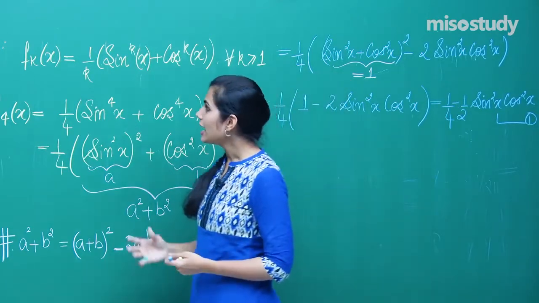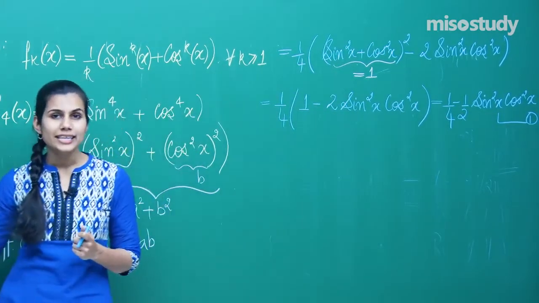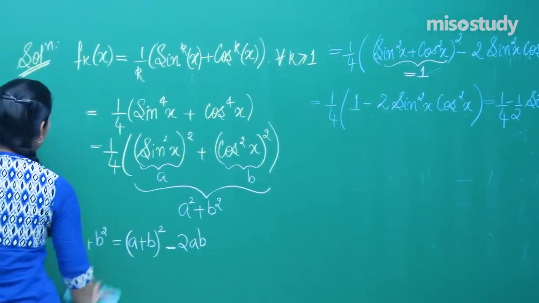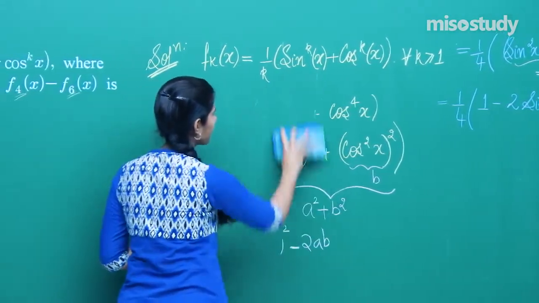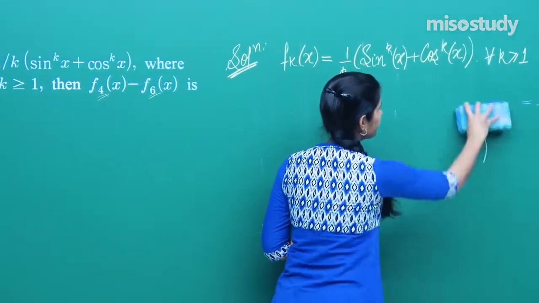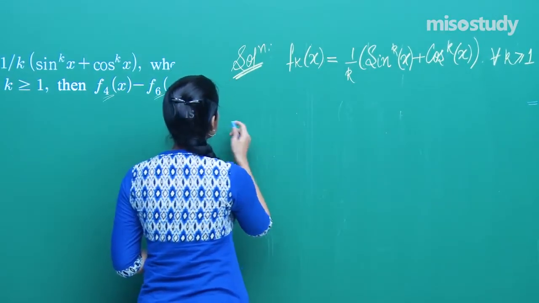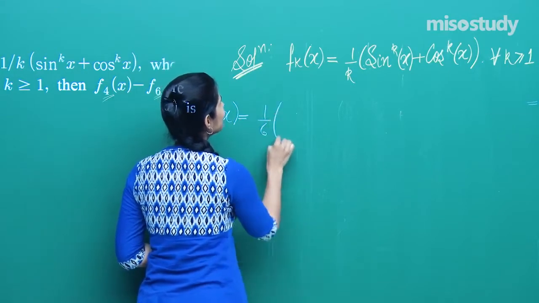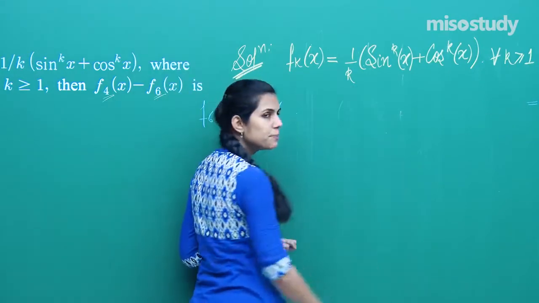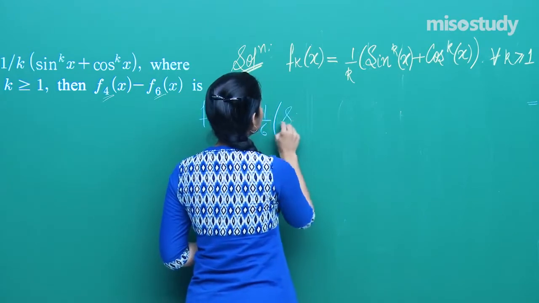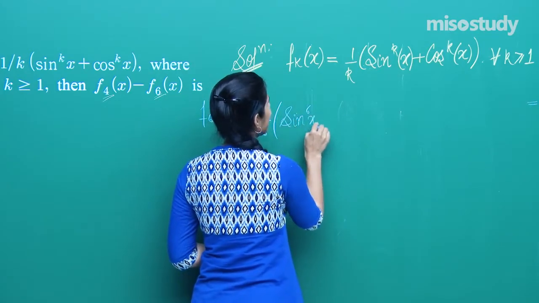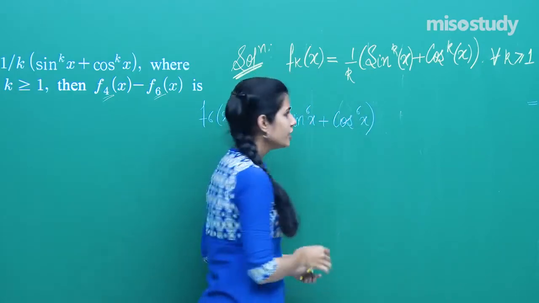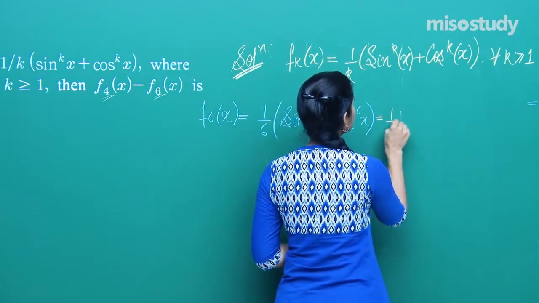f4x. It's now time to get along computing what is actually f6x. So let's start computing f6x. If I start, this is 1 by 6. Just substitute k equals 6. You get sine 6x plus cos 6x, which is equal to what?